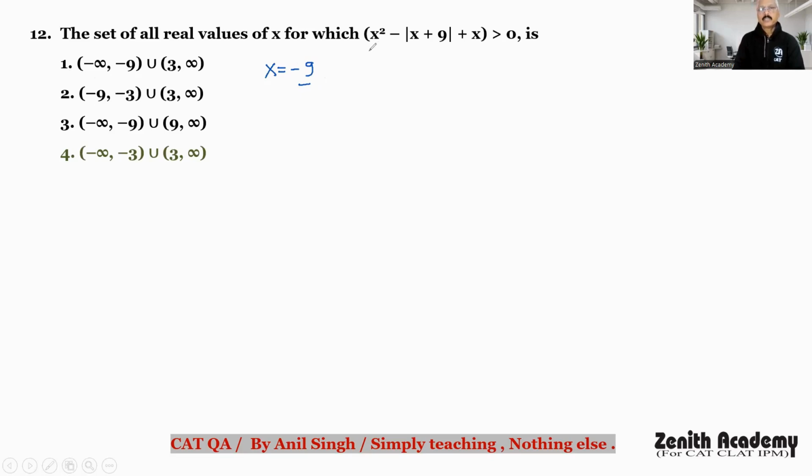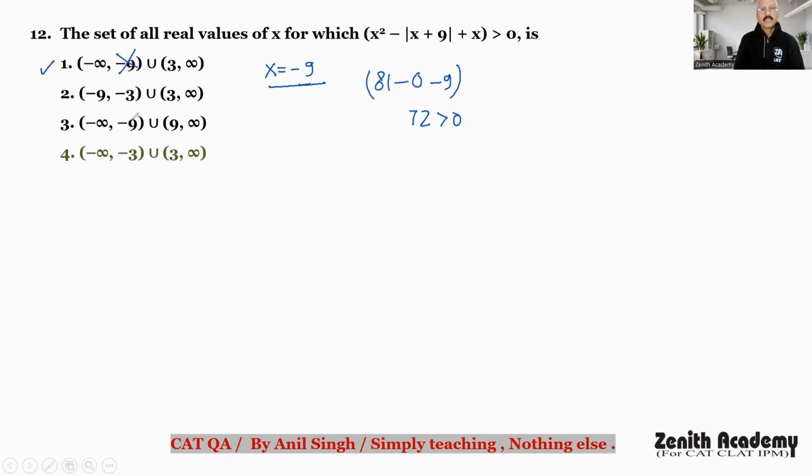If I put x is equal to minus 9, then minus 9 square is 81. And here minus 9 plus 9 is 0, so mod of 0 is 0. And here x is minus 9, so this becomes 72. And 72 is greater than 0. It means x is equal to minus 9 is a solution of this inequality. But according to choice 1, x must be less than minus 9. So this is not a right choice.